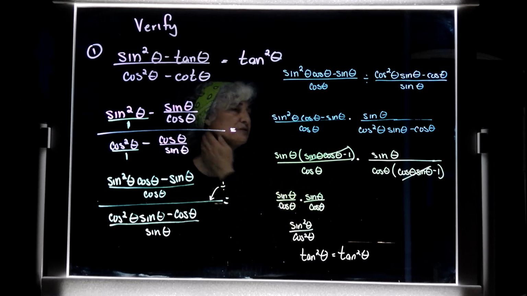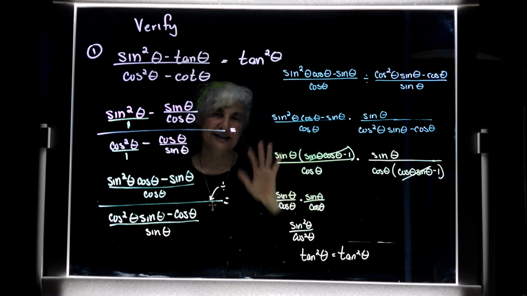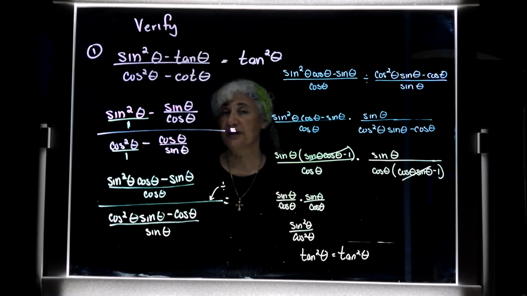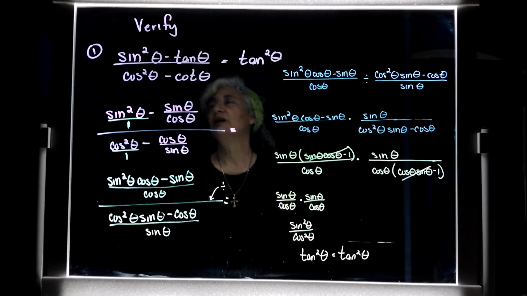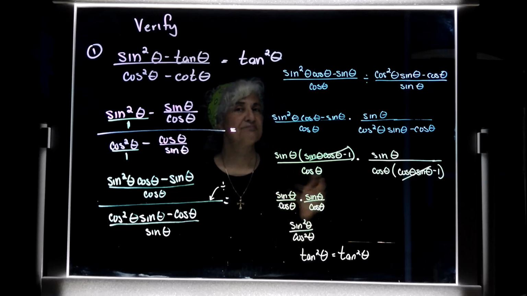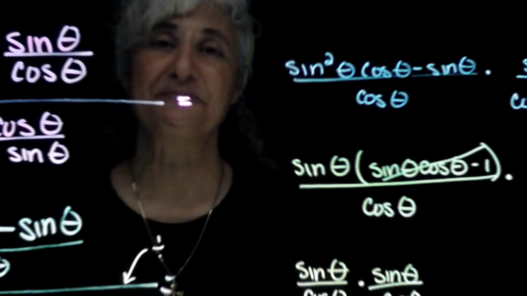I couldn't cancel. So I took out what was in common and it left me with something I could cancel. And hello, tangent squared from there. Good? Okay, review this if you need to rewind it. In the meantime, example number 2 coming your way.